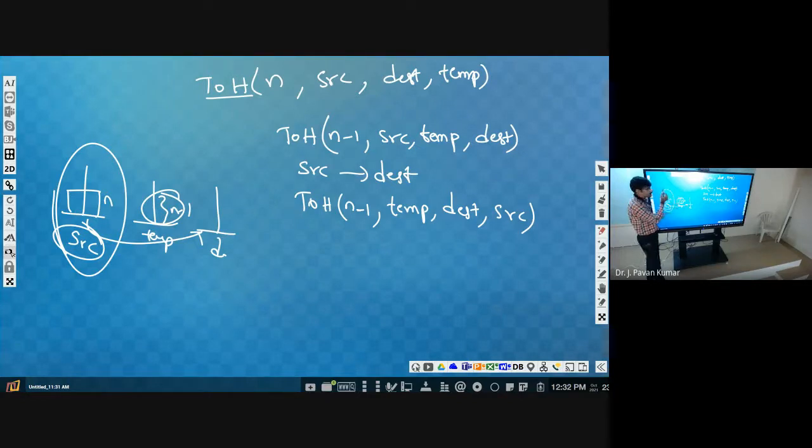So whenever we are having n value as 1, then source to destination. So this step is sufficient. If n value is 0, nothing to do, isn't it? If n value is 0, nothing.